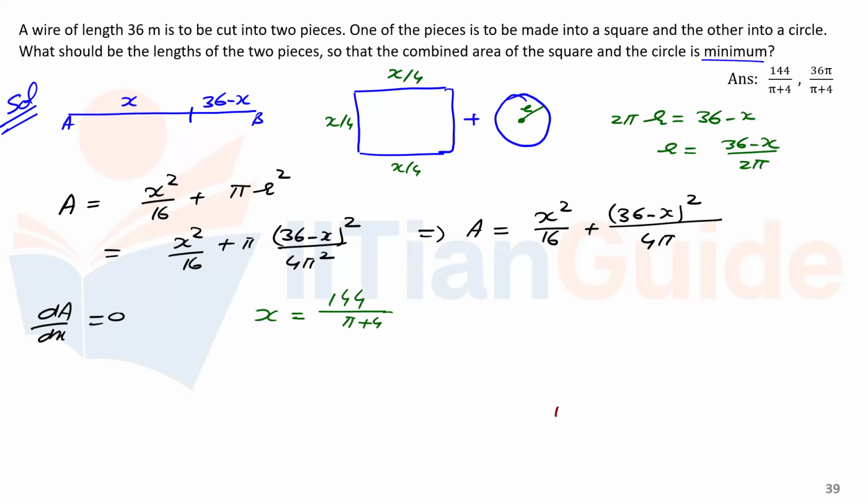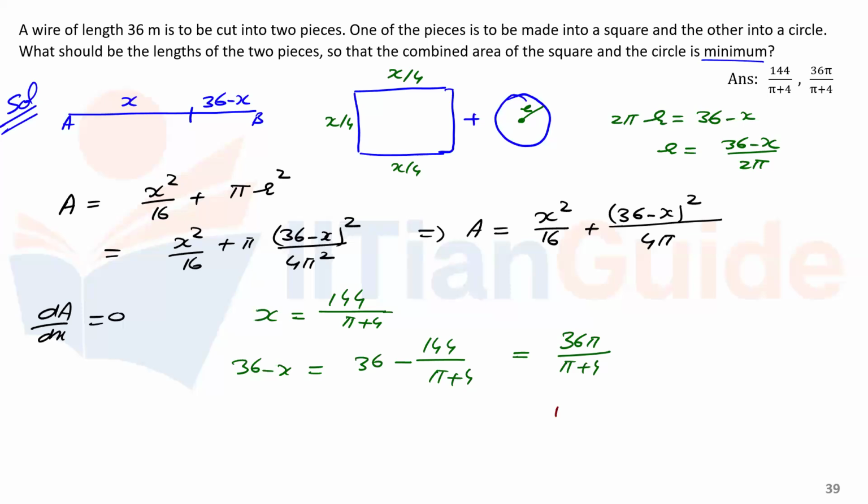Yes, I got the value of x. From this side I will make the square, and the other side is 36 minus x. This 36 minus x, you can write, is 144 upon pi plus 4. If you simplify it, you are going to get 36 pi divided by pi plus 4. From this side you will make the circle. Okay, no problem. Can I proceed?